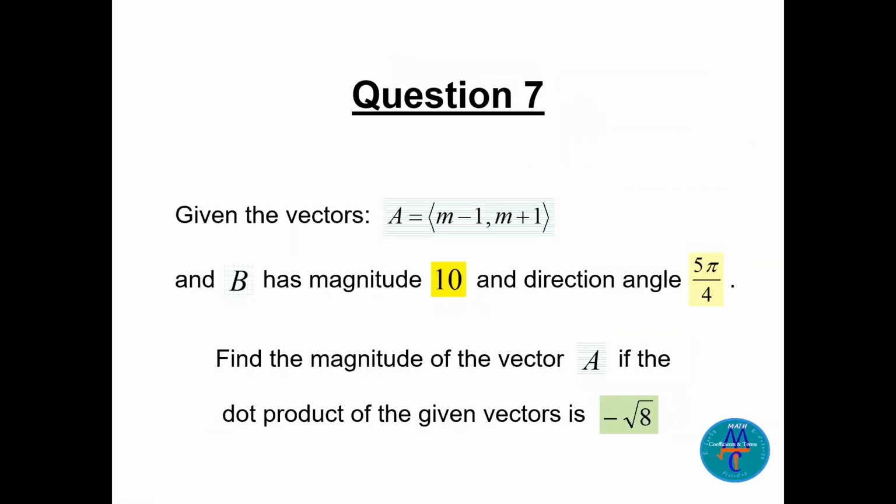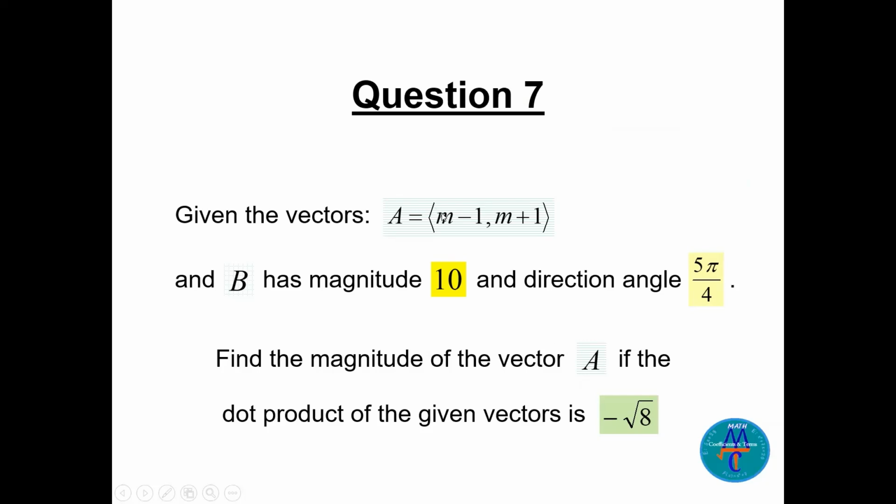Question number 7 is about vectors. Given the vectors A and B, vector A is (m minus 1, m plus 1), and vector B has magnitude 10 and direction angle 5 pi over 4. Find the magnitude of the vector A.